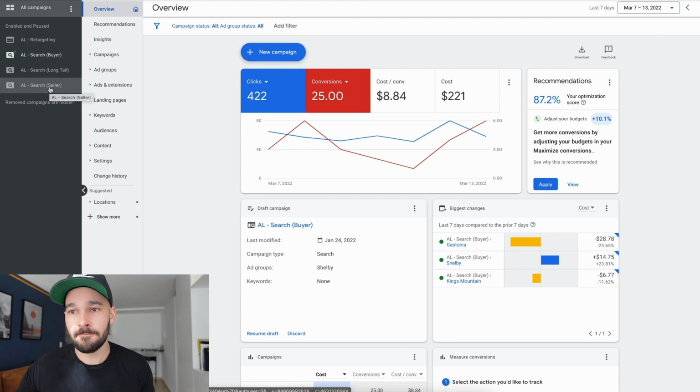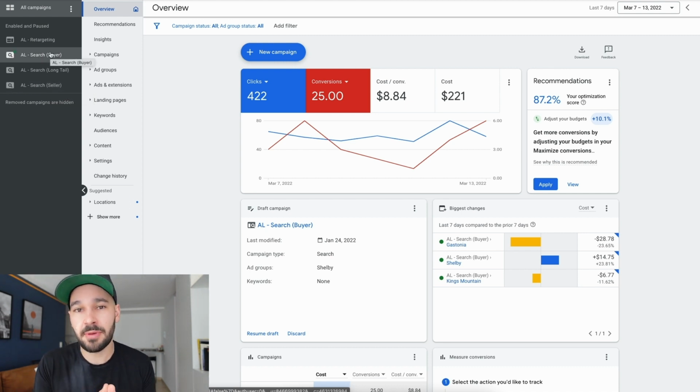First things first, your number one campaign is always going to be your buyer search campaign. Now, I don't like calling it a buyer campaign. I like calling it a search campaign because people looking for homes are not always just buyers. 25 to 50% of them in most markets have something to sell, okay?